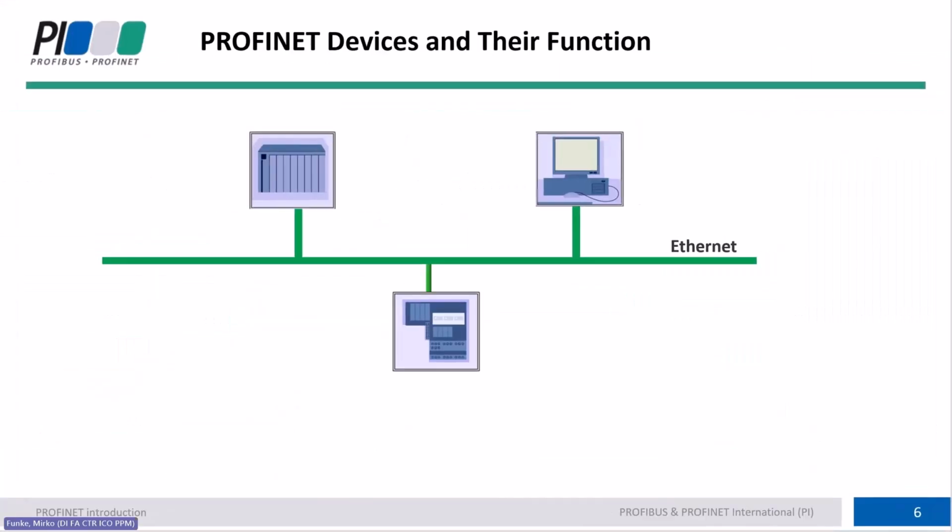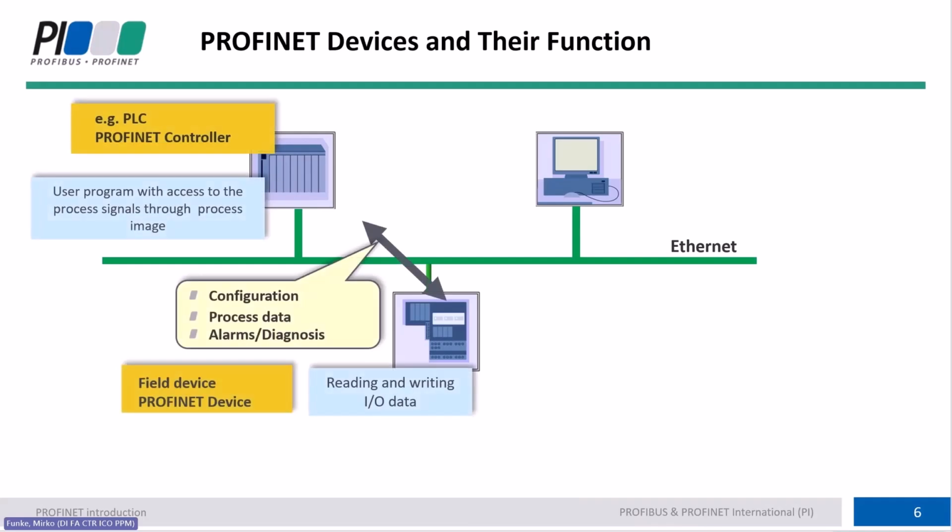What devices do we have and how their functions are called. In the end, each network consists of a PLC and its dedicated field devices, and we call them in PROFINET the controller, mainly the PLC, maybe also a PC, wherever your control application is running. And the field device is then the dedicated device somewhere in the field, drop IO node, whatever you will call this device. From PROFINET perspective, it's called PROFINET device.